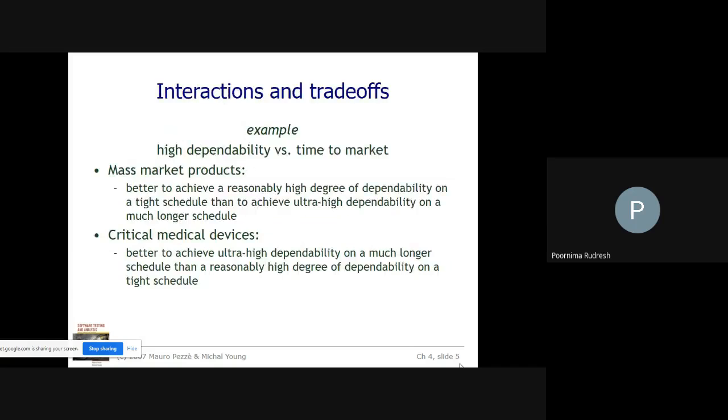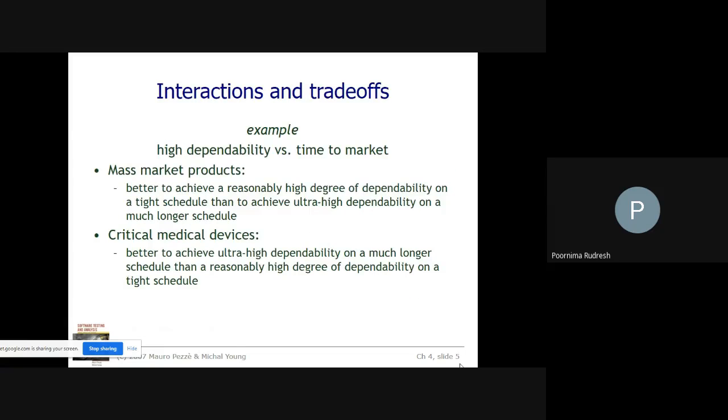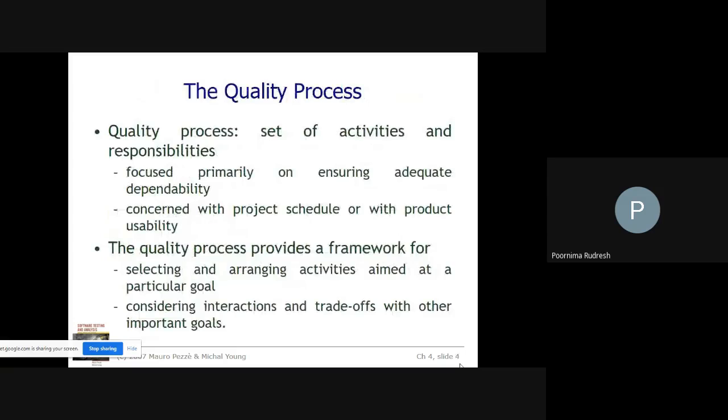Next, we'll see what the quality process is. So next we'll move on to the interactions, the trade-offs and the properties of the quality process. So first we need to know what the quality process is. First we have to identify the particular activities and the responsibilities in the software development process, so that we are focusing on ensuring the adequate dependability of the software product.